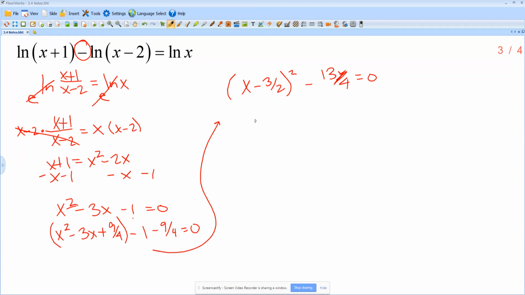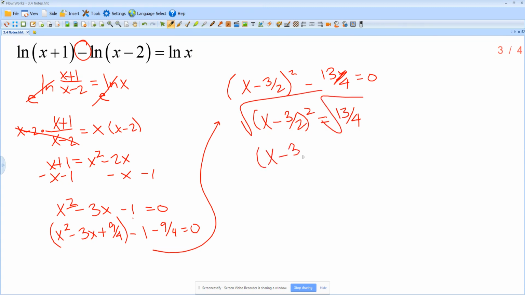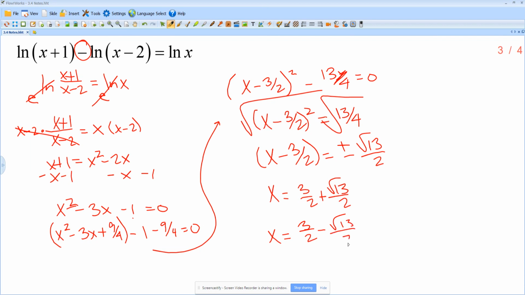So I add the 13/4. I get (x minus 3/2) squared equals 13/4. I square root both sides. So x minus 3/2, I don't really need the parentheses anymore, equals plus or minus square root 13 over 2. You don't know what square root 13 is, but you do know what square root 4 is, so you should simplify that. And then add the 3/2. x equals 3/2 plus square root 13 over 2. x equals 3/2 minus square root 13 over 2.